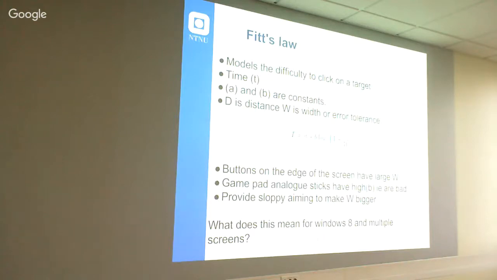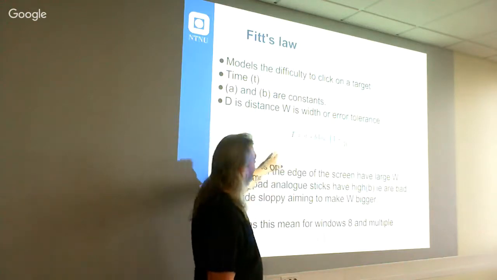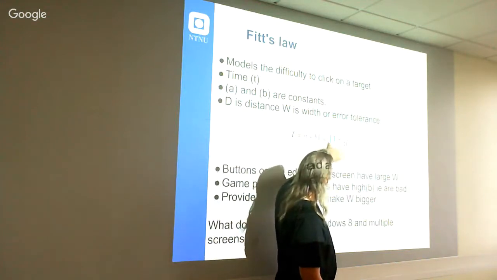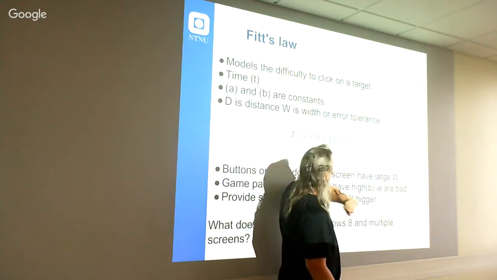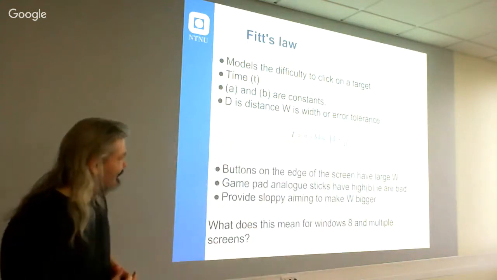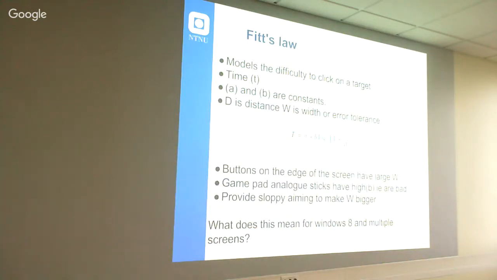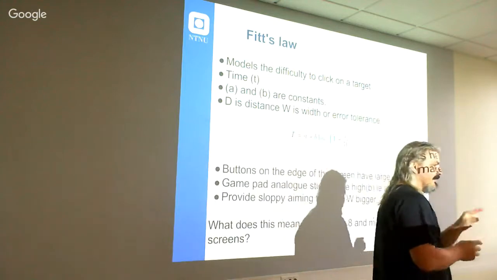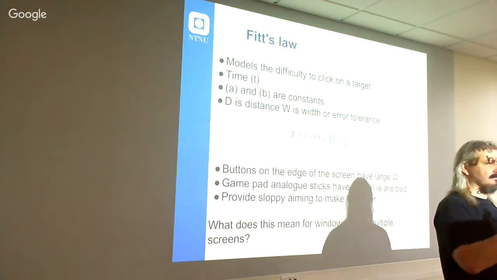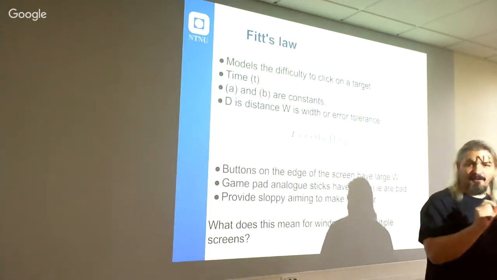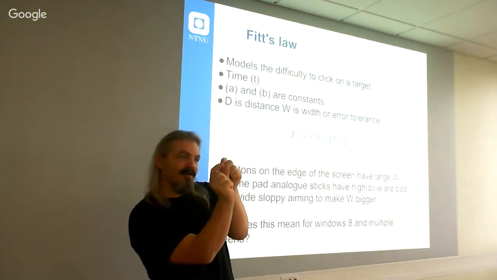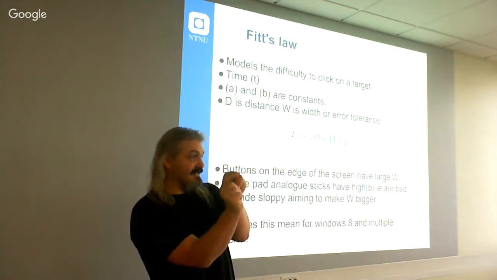So the formula is time is some constant plus a constant times the log 2 of 1 plus distance over width, or size, W. And this is for how long it takes you to click a button based on how far away it is and how big it is. So a small button a long way away, you have to move to it and then physically slow down until you can click the small button.